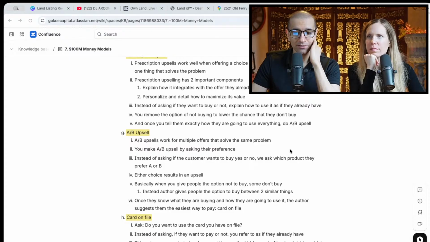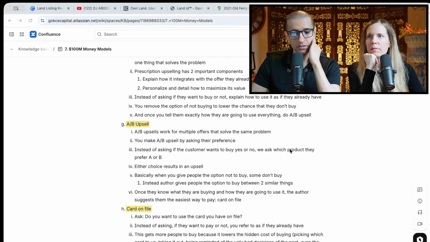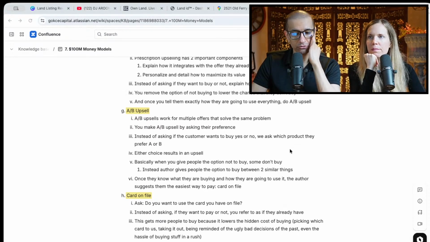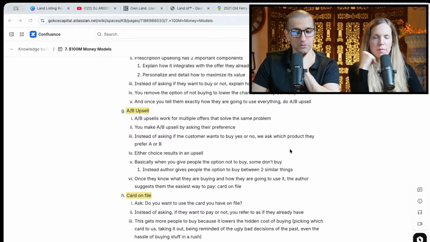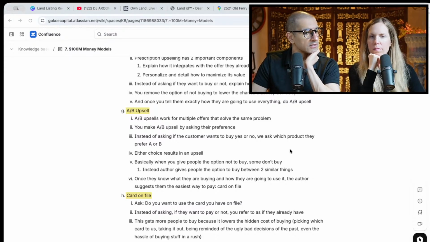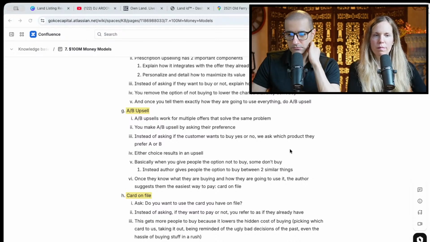Explain how it integrates with the offer they already bought, and personalize and detail how to maximize its value. As in if they already bought the gym membership, you're saying, well, this supplement's going to help you. So for our case, well, you already bought land on owner financing, so having a default protection plan will help you.